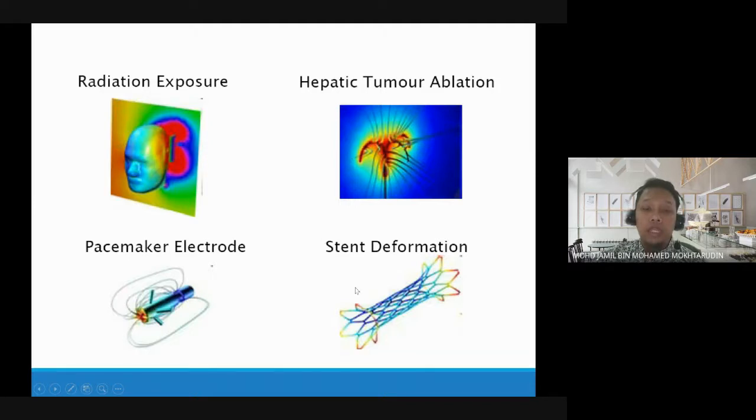And also in bioengineering, we can study other things like the pacemaker, how to develop a pacemaker using simulations, and also stent deformation. So we can study the deformation of a stent. A stent is a device that we put in a blood vessel, usually one that is blocked or being compressed. So we want to reopen the blood vessel using the stent.